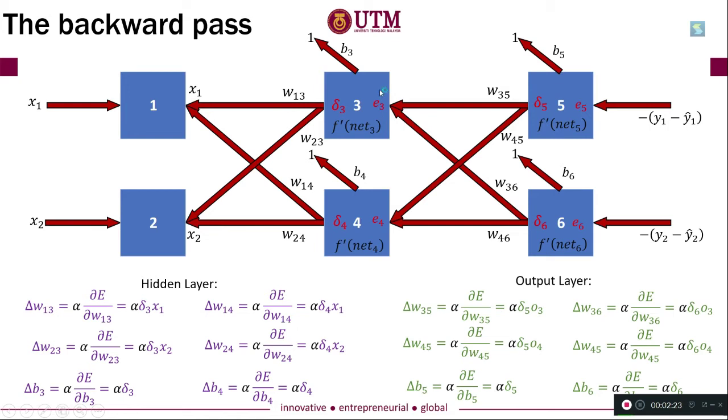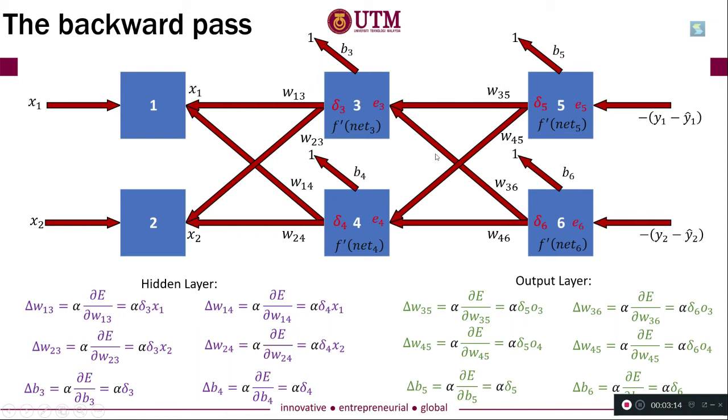But at the hidden layer, to find E3 or E4, you need to do it differently. For example, for E3, you multiply W35 times your delta 5, plus W36 multiplied by delta 6. To find E4, you take W45 multiplied with delta 5 plus W46 times delta 6. So that is how you find E3 and E4, which is not similar to how you find E5 and E6. So that is the difference between the neuron at the hidden layer and the neuron at the output layer. The difference is just the definition of E.